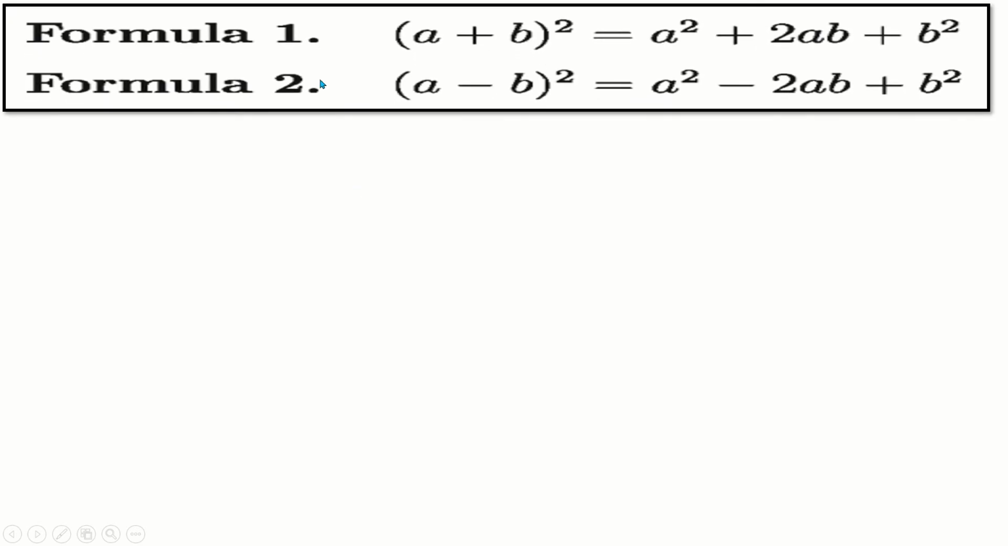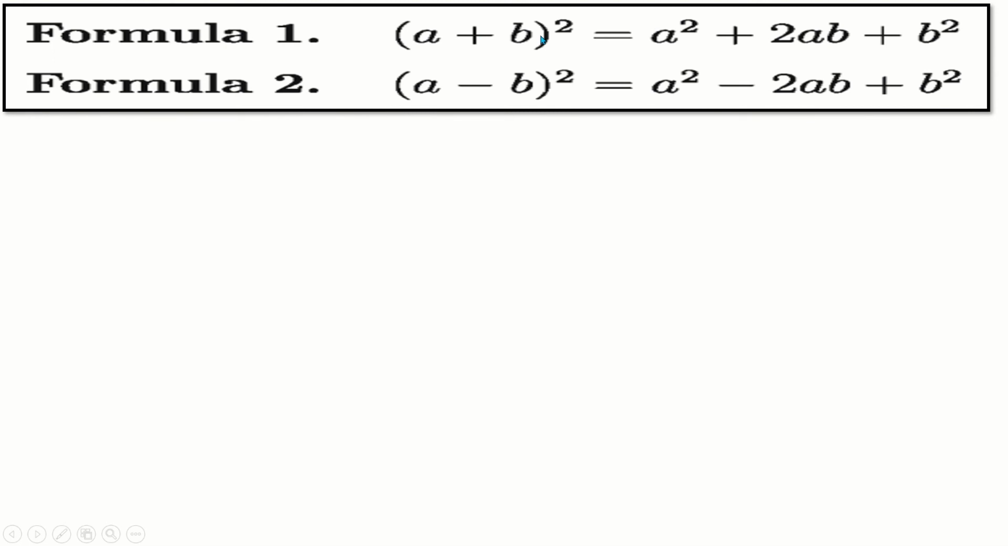Now again follow the slide. Formula 1: (a plus b) whole square equals a square plus 2ab plus b square. And formula 2: (a minus b) whole square equals a square minus 2ab plus b square.